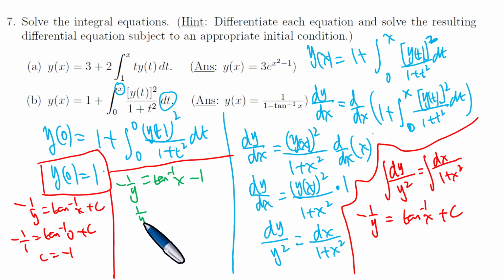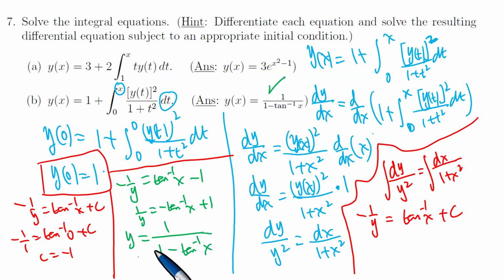Multiplied through by the negative, we get 1 over y equals minus that plus 1, which is 1 over, now you can write it like this, 1 minus arctan x. So we solved this problem, and that is the answer. But this y is a function of x. We just wrote y here, but it's y of x.